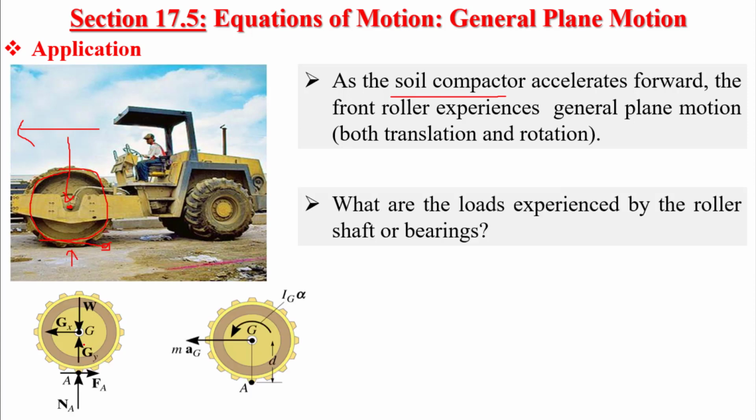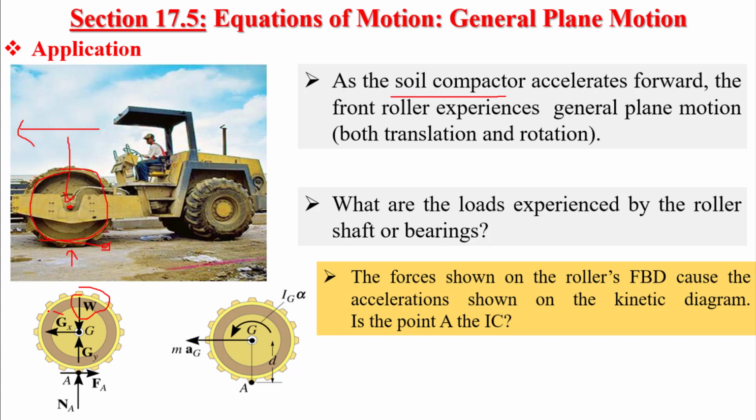So if I proceed, yes, we have weight, we have reactions, and the bearing. Here we have a bearing, where this wheel rotates about this point. And we have friction with the ground and normal force from the ground. So this is the free body diagram. Now the kinetic diagram. This one translates, so we have m·aG in the horizontal direction only, and we also have angular acceleration multiplied by the mass moment of inertia. So this is the kinetic diagram.